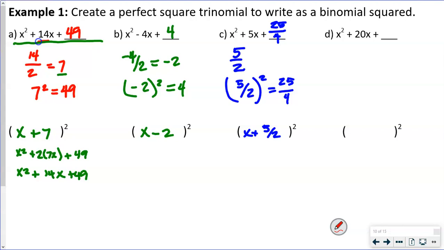Last one, we're going to take our 20 divided by 2. That's going to give us 10. Again, that's what goes down here, x plus 10 squared. And then we're going to take that 10 and we're going to square it. That's what we're going to put back up in our blanks. That's going to be 100.